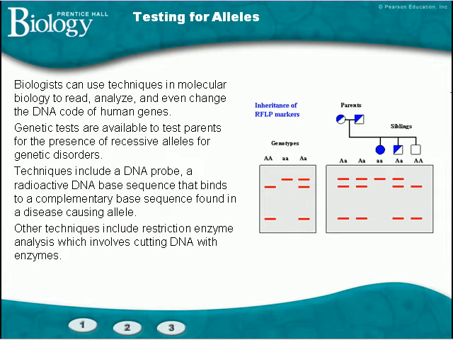Another technique, also used within the DNA probe, is restriction enzyme analysis, which we use at the DNA Learning Center, where you cut the DNA with enzymes and use electrophoresis to cause the segments of DNA to move through a gel, and from there you can see the bands of clumps of DNA, which can also indicate the presence of certain alleles.